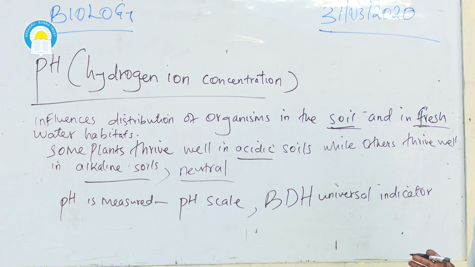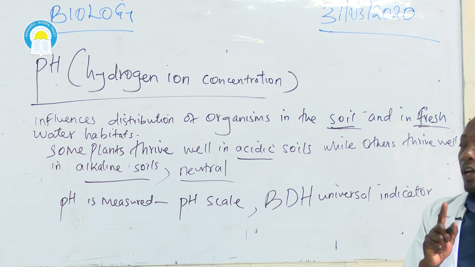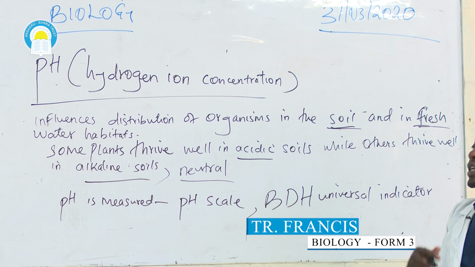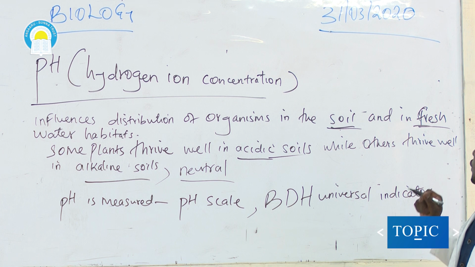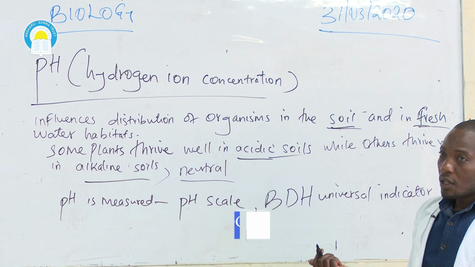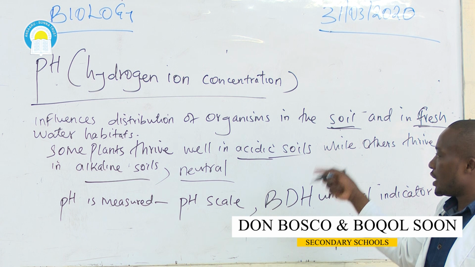So I'm saying the pH only affects the distribution of living organisms in soil and freshwater habitats. A habitat is a specific locality with a particular set of conditions where a living organism lives or occupies. We have categories of plants which can do well in acidic soils, those which can do well in alkaline soils, and those which can do well in neutral soils. So a plant cannot do well at the same time in acidic, alkaline, and neutral. It must be a specific habitat.